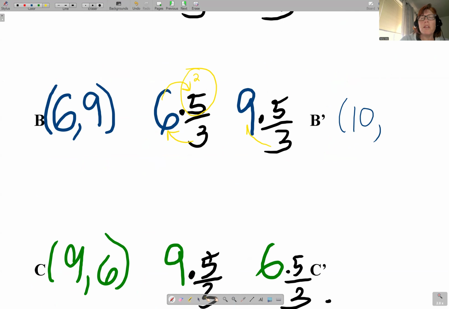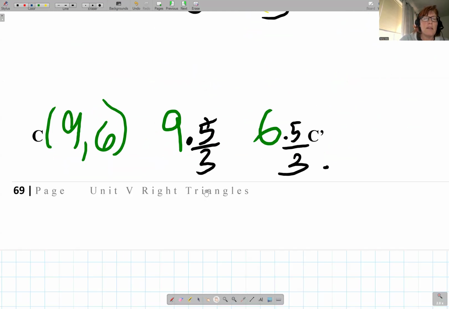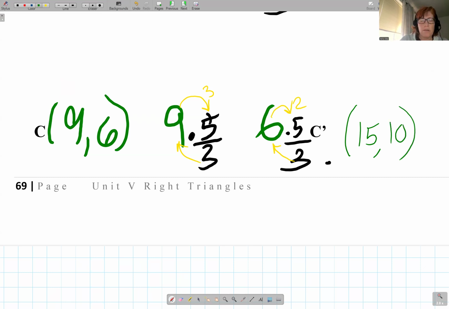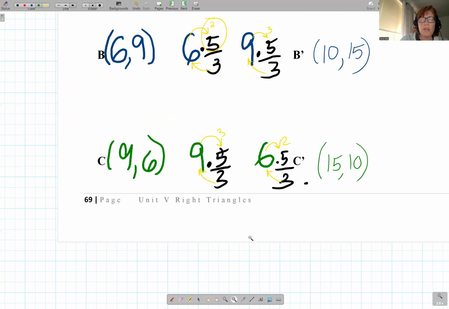Arrow in, 3 goes into 9 3 times. Little 3 there. 3 times 5 is 15. And arrow in, 3 goes into 9 3 times. 3 times 5 is 15. Last one, 3 goes into 6 twice. 2 times 5 is 10. There's our new coordinates.